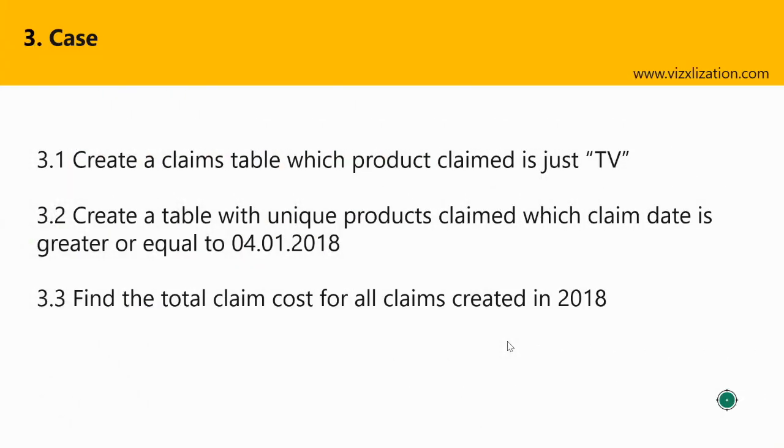3 questions here. Let's take a look at the first question. Create a claims table in which product claim is just TB. Interesting question. The second question here: create a table with unique products claim which claim date is greater or equal to April 1st, 2018. And finally, the last question is find the total claim cost for all claims created in 2018. So now, no more talking, let's go to Power BI Desktop.